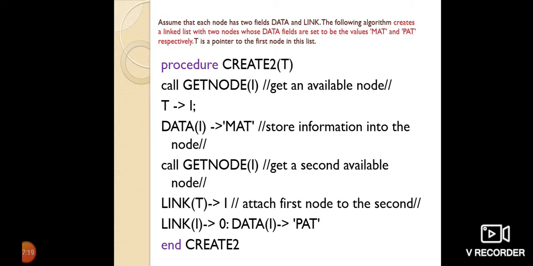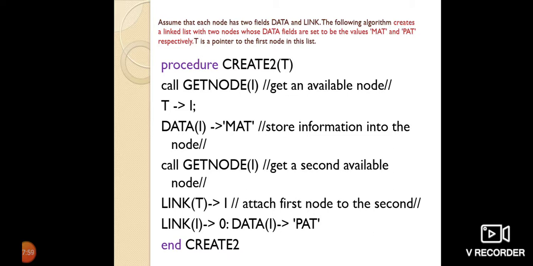And then again, what happens? You're going to call another node because you're going to create two nodes. Then you're getting the second node, and in the next part, you're telling that I is equal to link of T. Link of T means it will be specifying the first node. You're going to connect the first node and the second node. So link of T is equal to I means the first node and the second node will be connected to each other. And then you're going to tell that link of I, the second node's address part, will be 0.